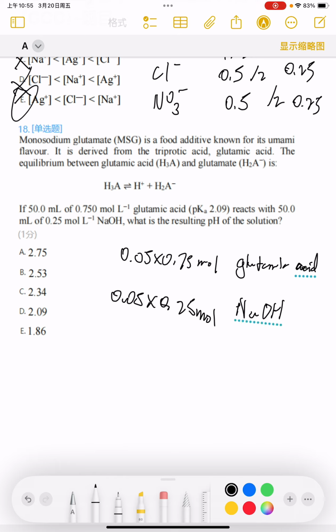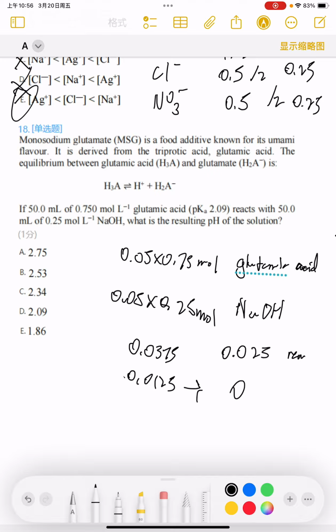So over here, this is a total of a 3-to-1 ratio. So we're left with 0.0375, and the other one is 0.125. That's for the calculations later. So then the total amount reacted, there's going to be a total of 0.025 of the glutamic acid remaining. And then the base is going to become 0 as it reacts everything with the acid.